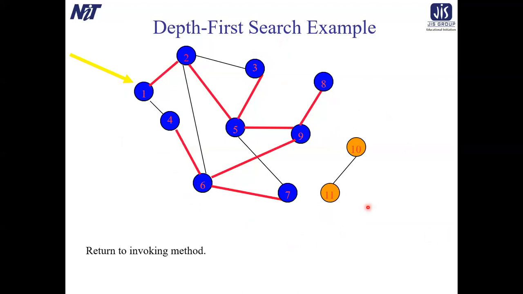But 10 and 11 are not part of this graph, because no path exists between this part of the graph and 10 and 11. So we cannot visit 10 and 11.